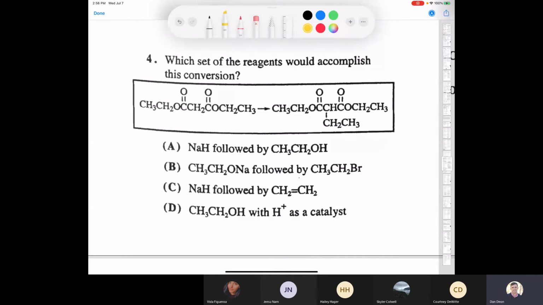So I'm taking diethyl malonate. We talked about this quite a bit. Diethyl malonate. All right, and I want to just add an ethyl group to it. Who could tell me what the best course of action would be here?